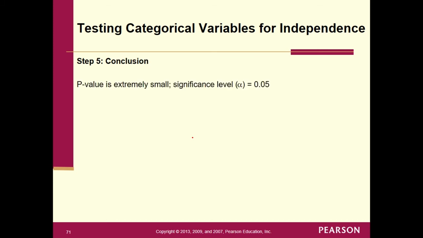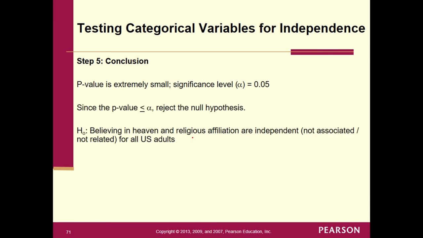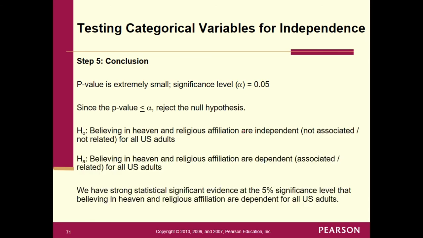So the conclusion: the p-value is extremely small, less than alpha. We'll reject the null. Here's the null again, here's the alternative. So we have strong statistically significant evidence at the 5% significance level that belief in heaven and religious affiliation are dependent for all U.S. adults. So in other words, there's a big difference between the groups and their beliefs in heaven. Huge difference. So let's see why really quick.